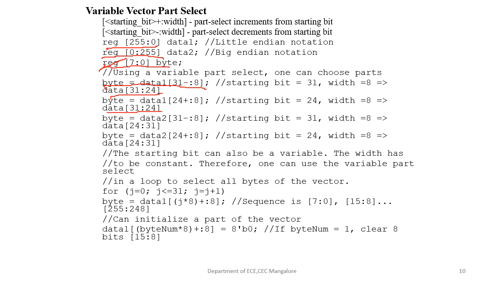First the starting is 24, and it ends with plus 8: 24 plus 8 is 32, so 31 is to 24, the last bit is also included. That's why it's declared as such. And here data 2, see here 31 minus 8: starting bit is 31 and ending bit is minus 8, meaning 31 minus 8 is 24. The same thing can be declared here also. See, the width is 8 bits only here.